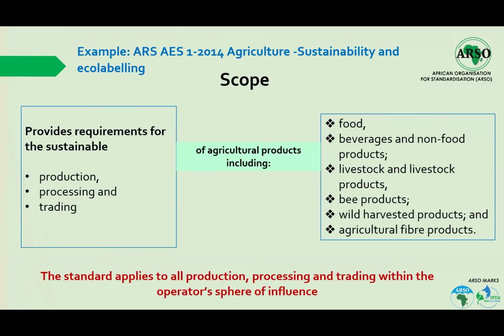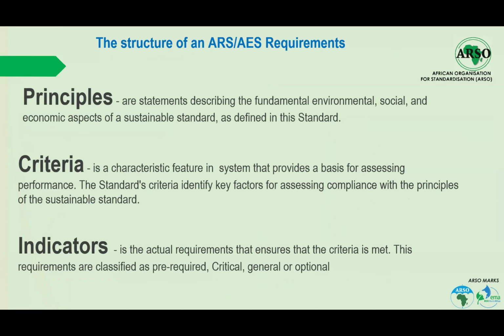That was the scope. Whoever works on this can implement this standard easily. The structure of these standards has principles, criteria and indicators. Now, what are the principles? The principles are the statements that describe fundamental environmental, social, and economic aspects. These are the three pillars of sustainability issues.